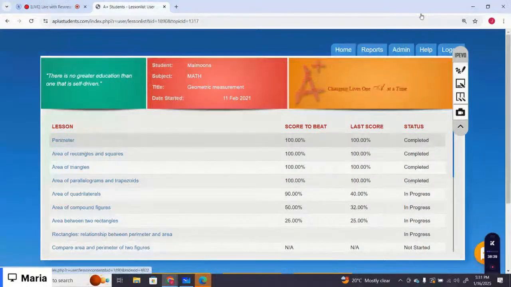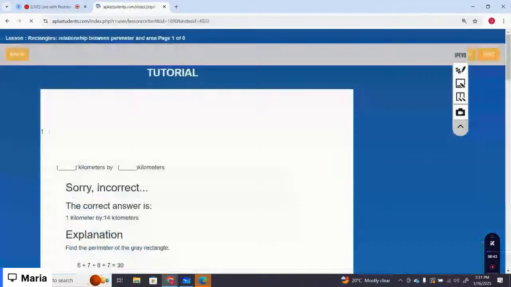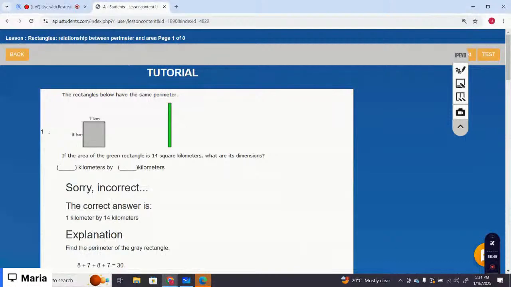That is rectangles, the relationship between perimeter and area. The rectangles below have the same perimeter. If the area of the green rectangle is 14 square kilometers, what are its dimensions?